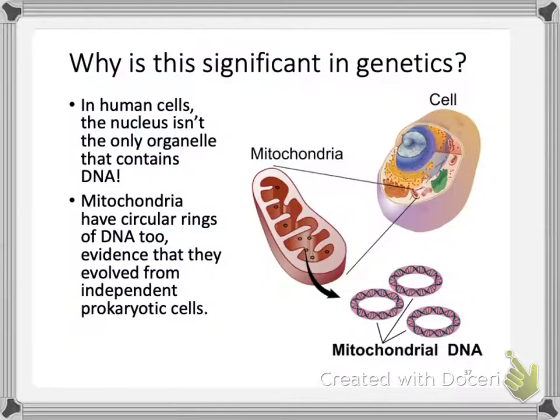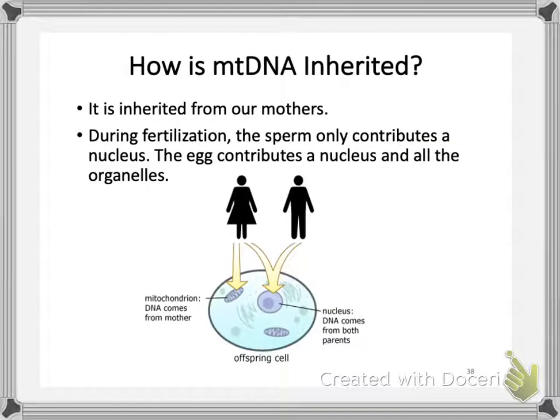So the fact that mitochondria have these little rings of DNA means, hey, they're more like a prokaryote. They have DNA like prokaryotes, so that's evidence for it. And so mitochondria have their own little rings of DNA. They have about 37 genes on them. And those genes tell the mitochondria basically how to make proteins to do cellular respiration, how to be the powerhouse for the cell. Okay? Now, how exactly is mitochondrial DNA, which we abbreviate as mtDNA, how exactly is it inherited?